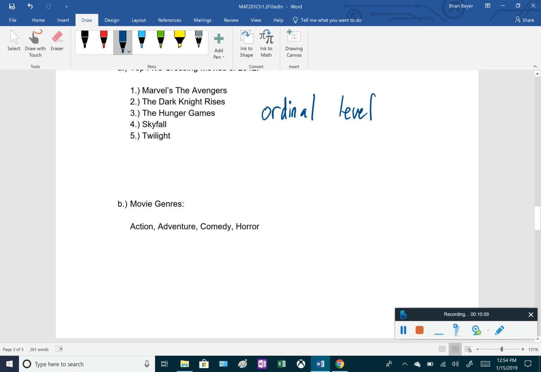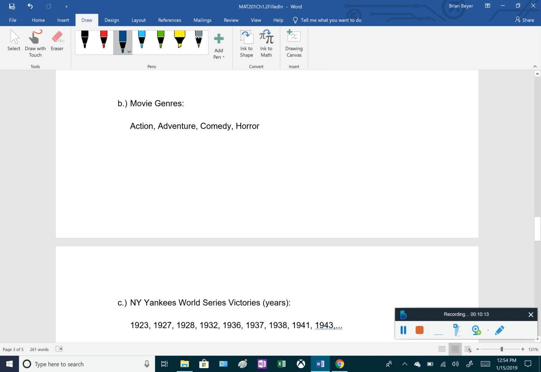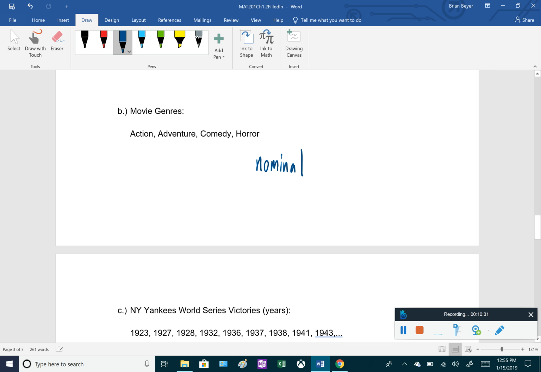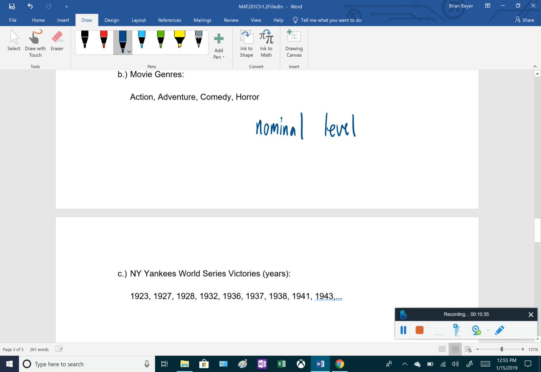Okay, and then for B, for movie genres, so we have some movie genres. We have action, adventure, comedy, or horror. So once again, this is qualitative data, so it has to be nominal or ordinal. There is no order to this data. So since there's no order to this, this is the nominal level. So the first one was ordinal, second one is nominal.